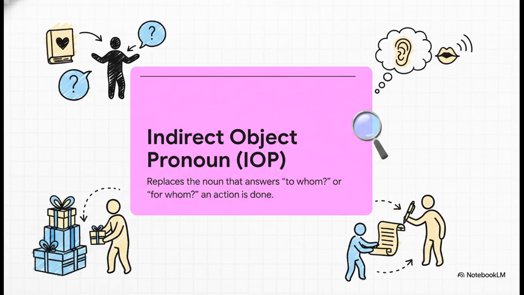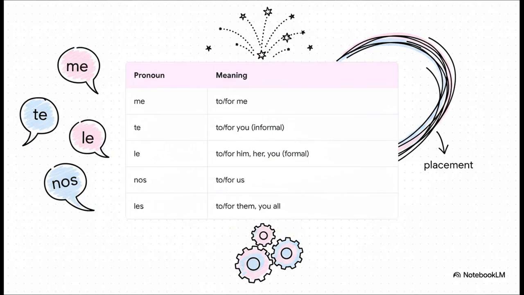So if I give a book, the pronoun answers the question, to whom? And here they are, our players for today. Me, te, le, nos, and les. They just mean to me, to you, to him, and so on. Pretty simple, right? So now that we know who they are, let's figure out where they live in a sentence.